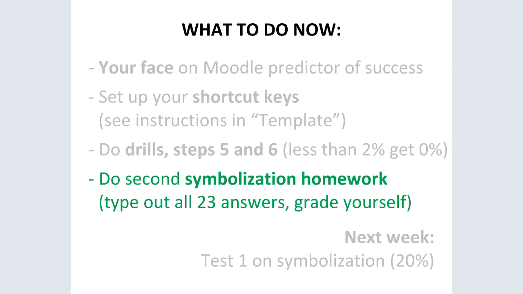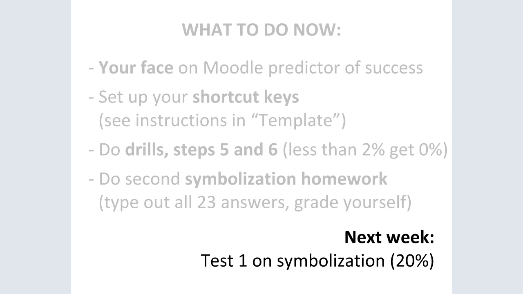All right, and what else do we do? Well, we do the second symbolization homework. You type all 23 answers. You grade yourself. I don't want to see it. Spread it out, sleep in between, and you do it all over again if you have to. All right? How hungry are you for success? What are we doing? Next week, we're doing test 1 on symbolization.